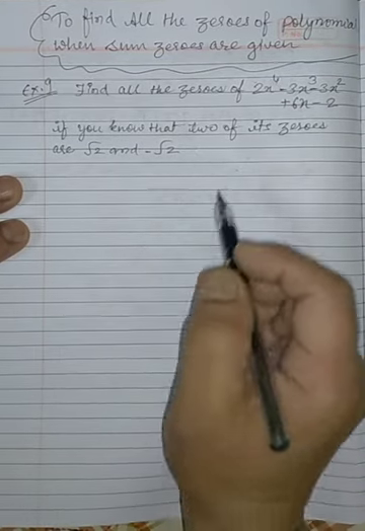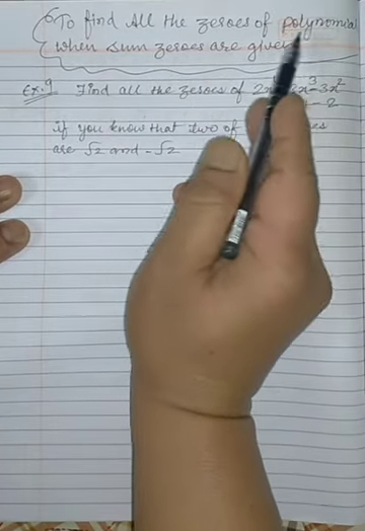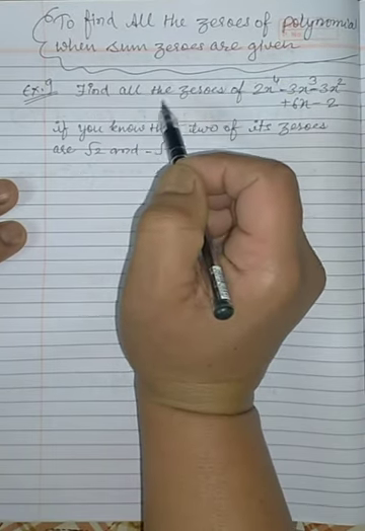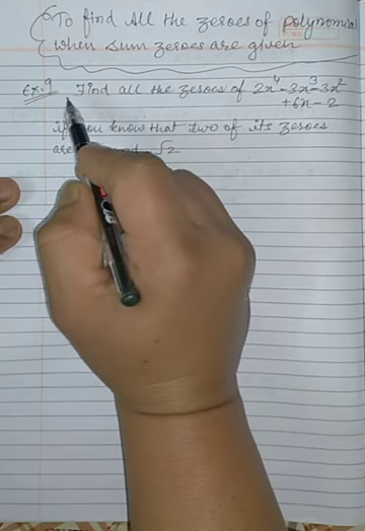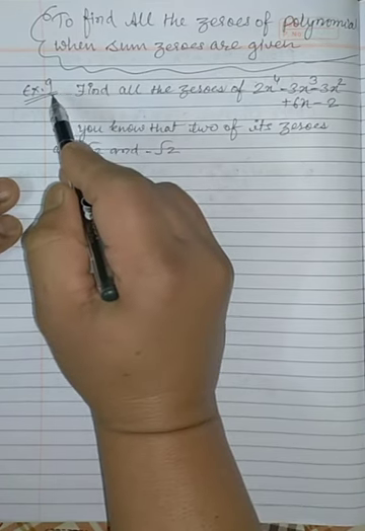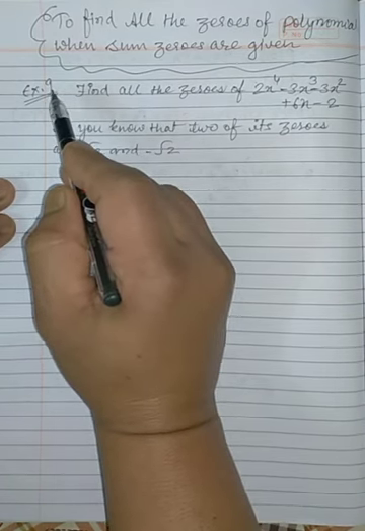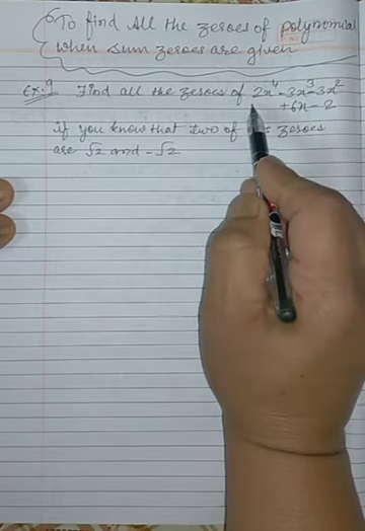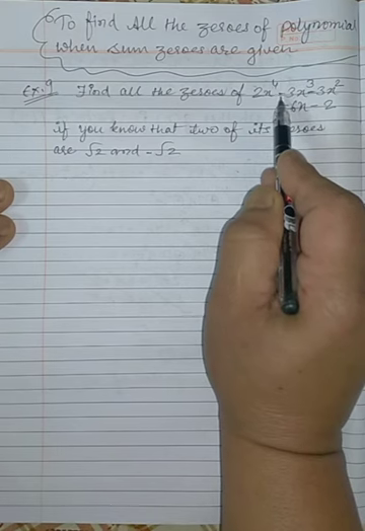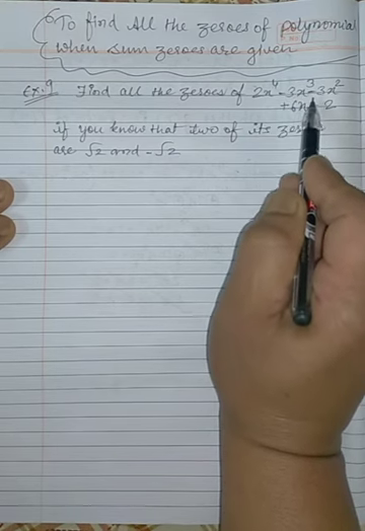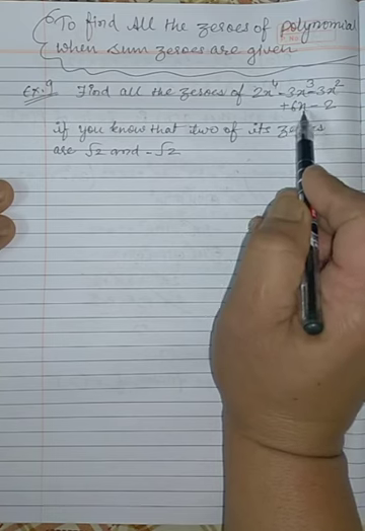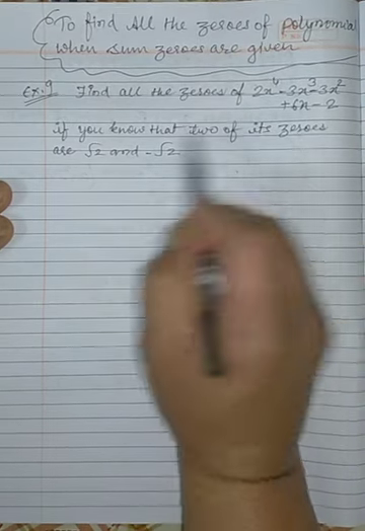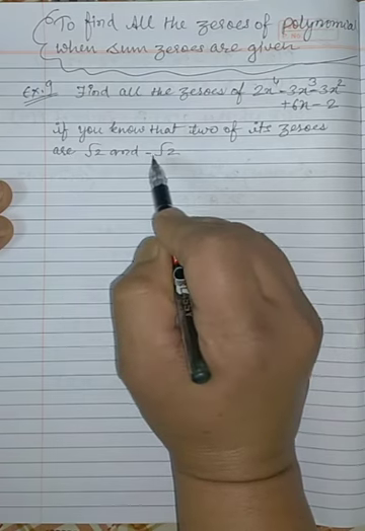In this video, we will learn to find all the zeros of a polynomial when some zeros are given. And to understand this, we have taken an example. This is example number 9 of our NCERT book. Find all the zeros of the polynomial 2x to the power 4 minus 3x cube minus 3x square plus 6x minus 2, if you know that two of its zeros are root 2 and minus root 2.